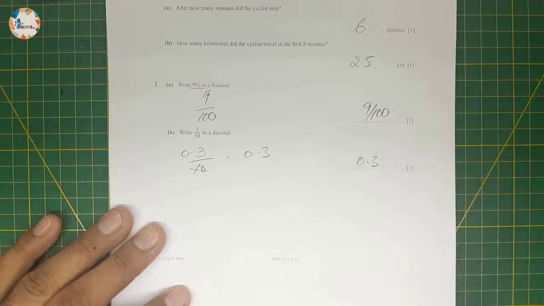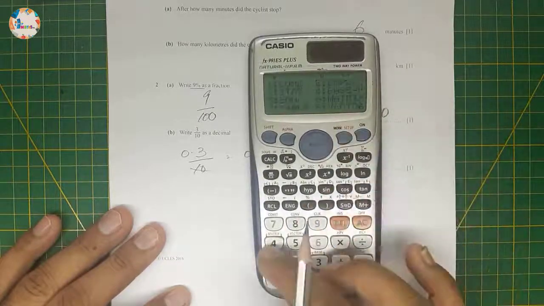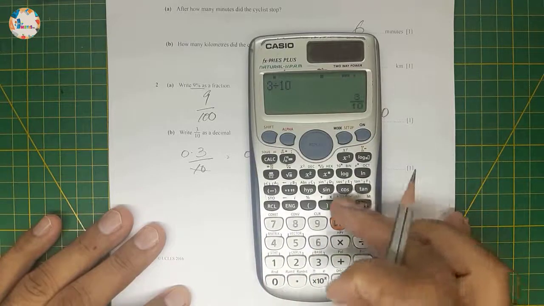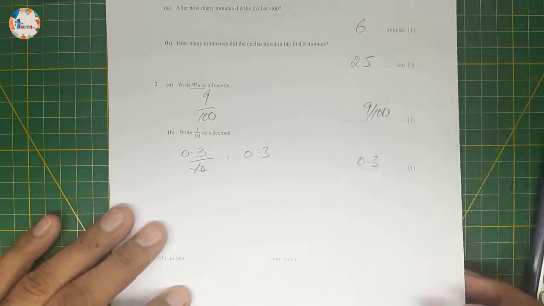Or you can even use a calculator for this, for example this one. You can write 3 divided by 10 is equal to this one, so 0.3. With the help of a calculator you can also write it.